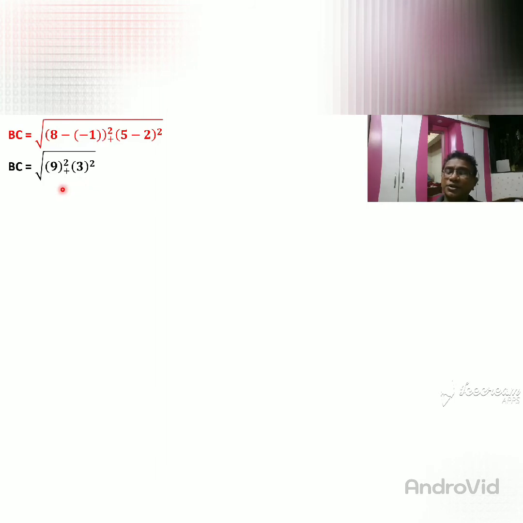9 square is 81. 3 square is 9. So 81 plus 9, you get 90. So 90 is not a perfect square number. So you factorize 90 in such a way that a square root can be taken out. So 9 into 10. The square root of 9 is 3. So you get 3 root 10. How do you get 10? 2 into 5 is 10. So BC is equal to 3 root 10.